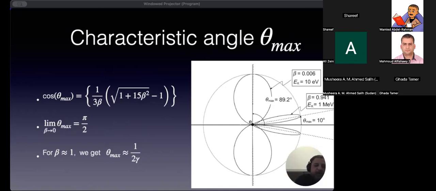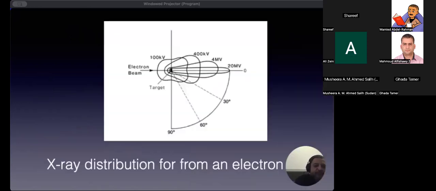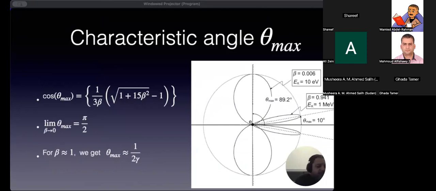Whereas if we have a high energy electron, here the kinetic energy of the electron is 1 MeV, we'll see that the characteristic angle is more in the forward direction. Here in this example it is at 10 degrees. And this is another plot essentially stating the same thing, but now we don't have a single electron. We're talking about an electron beam, not only one interaction. The previous slide talks about a single interaction.